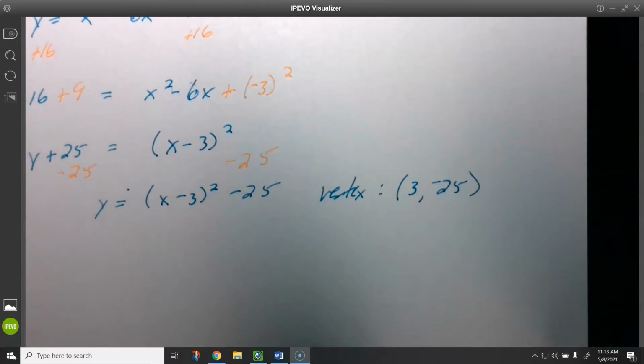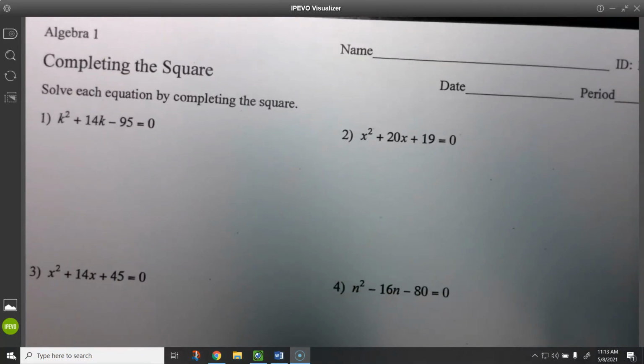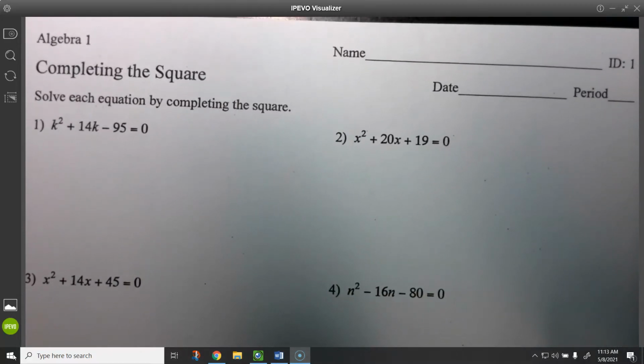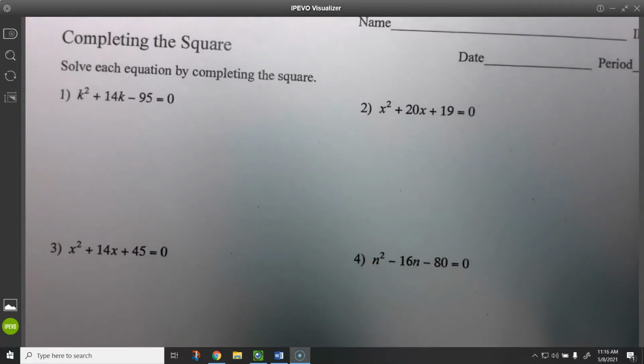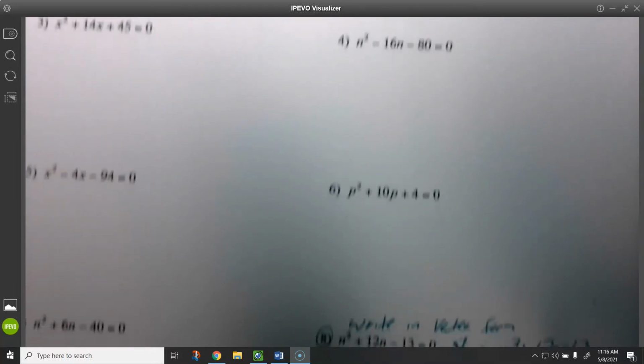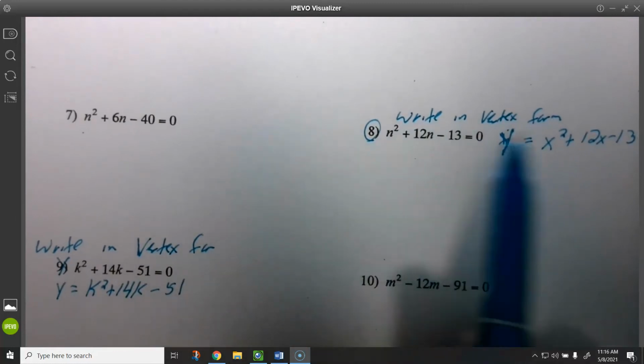Okay, let's look at our homework now. On this worksheet, let's complete the square, and I'm going to find one where I'm going to have you rewrite it as a standard form. So looking at your homework, I want you to try to do some of these, and I will let your teacher decide exactly which ones you're going to do. I would like you to do, though, number 8 and number 9, where you write it in vertex form.